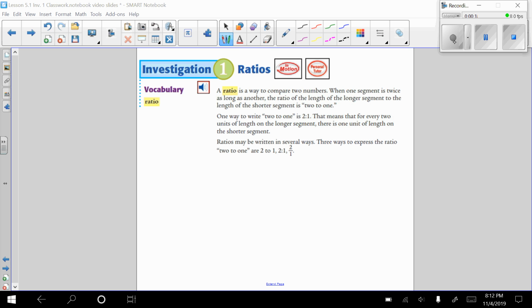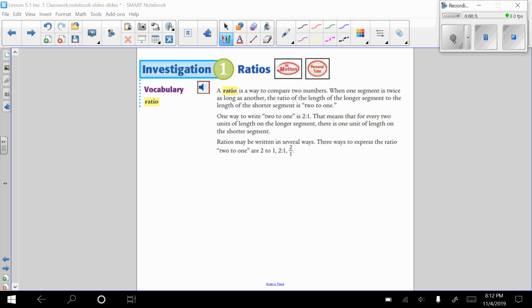One way you can write this is in words as 2 to 1, or you could write it as 2:1. That means for every 2 units of length on the longer segment, there is 1 unit of length on the shorter segment. Ratios are written in several ways.